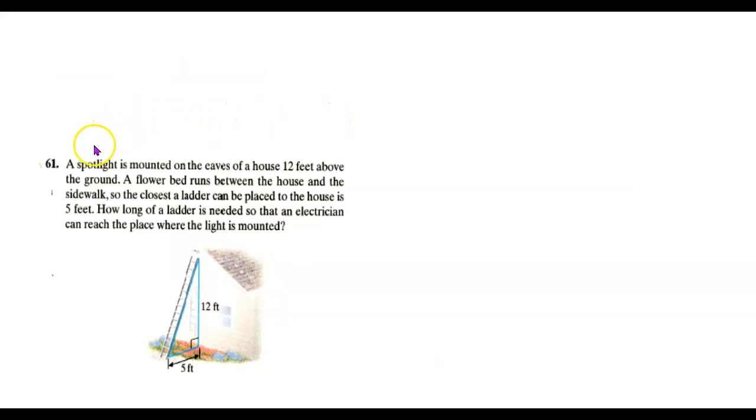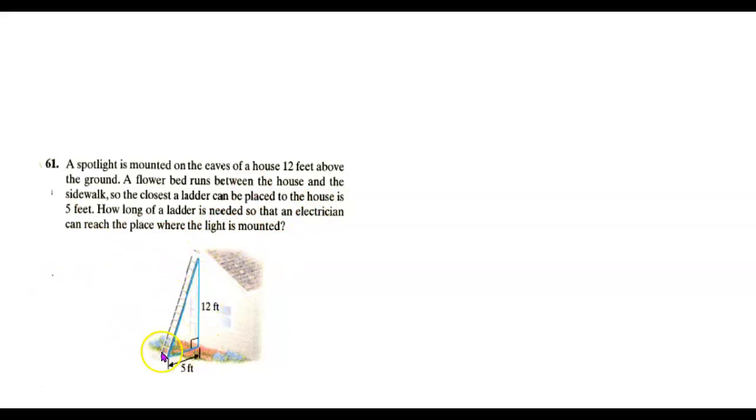Next example: a spotlight is mounted on the eaves of a house 12 feet above the ground. A flower bed runs between the house and the sidewalk, so the closest a ladder can be placed to the house is 5 feet. How long of a ladder is needed so that an electrician can reach the place where the light is mounted? So look at the picture here.